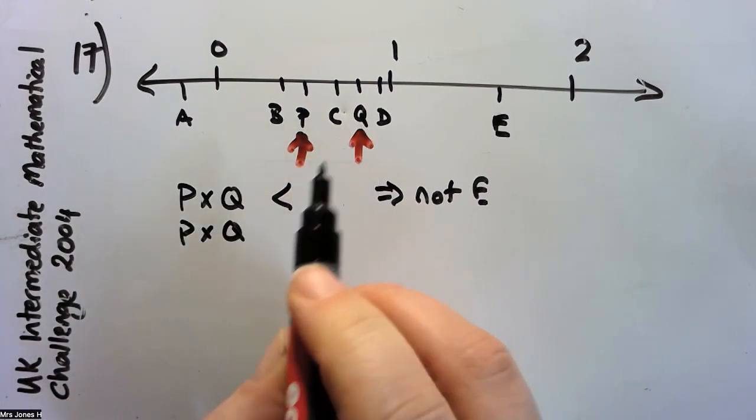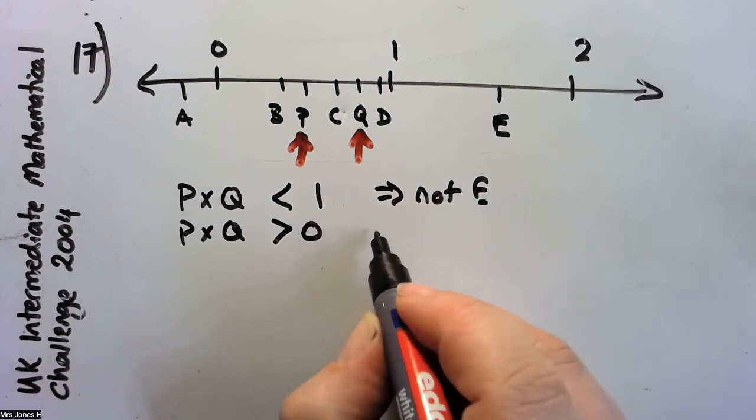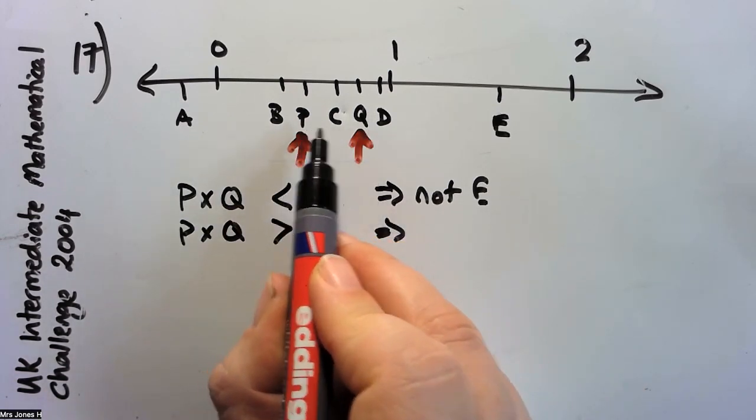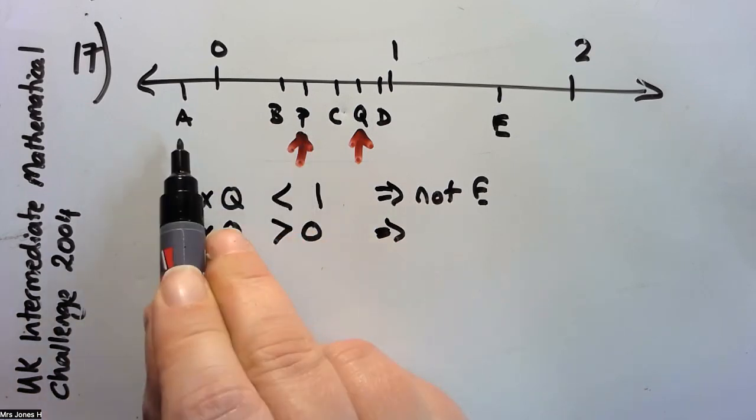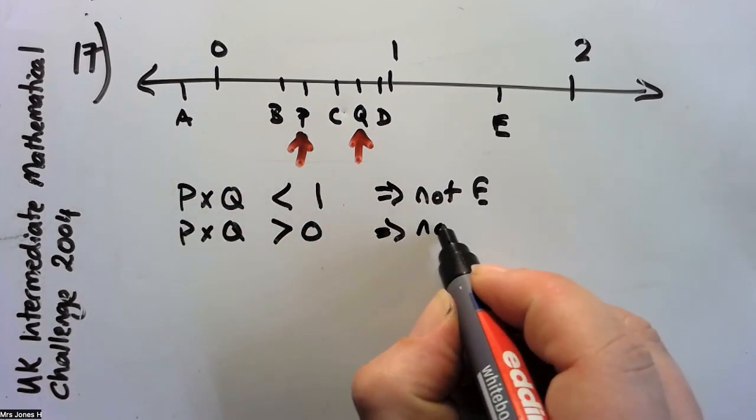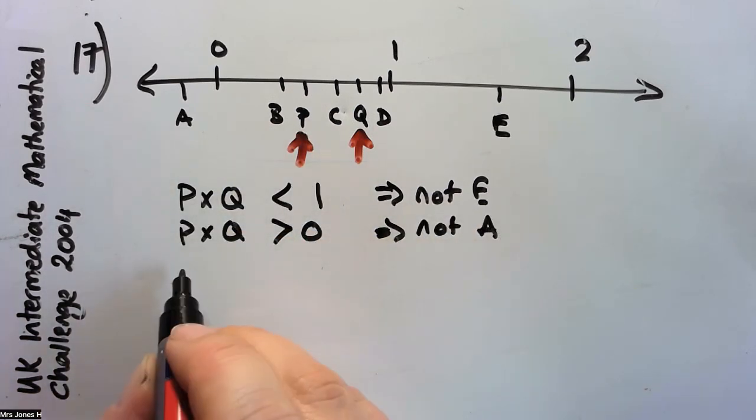P multiplied by Q is also going to be greater than 0, because you can't have two positive numbers multiplied together to make a negative number. So this is not going to be A.